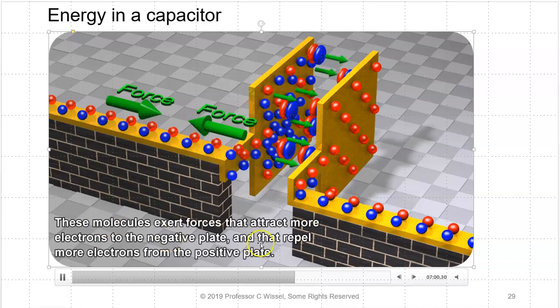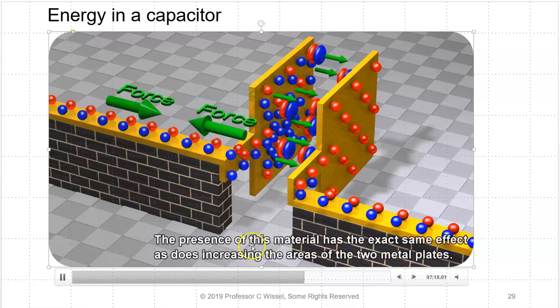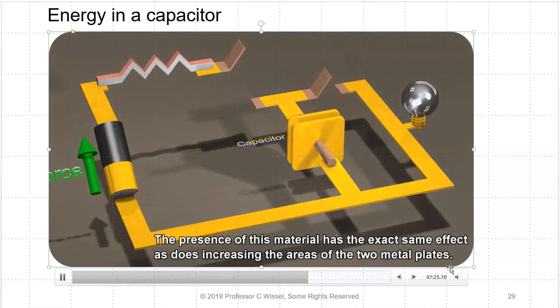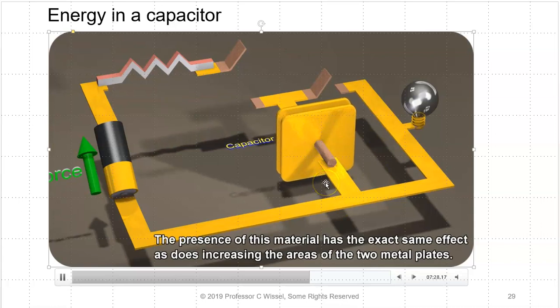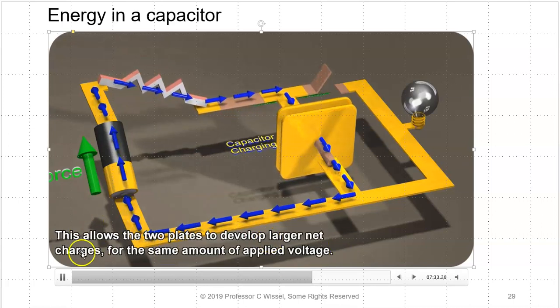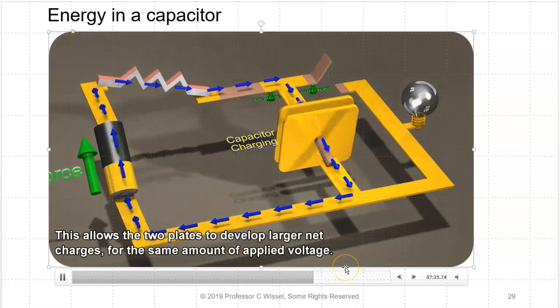These molecules exert forces that attract more electrons to the negative plate and that repel more electrons from the positive plate. The presence of this material has the exact same effect as does increasing the areas of the two metal plates. In other words, the capacitor can store more charge, and therefore is a larger capacitor, larger capacitance. This allows the two plates to develop a larger net charge for the same amount of applied voltage.